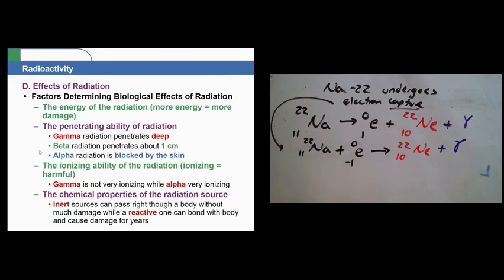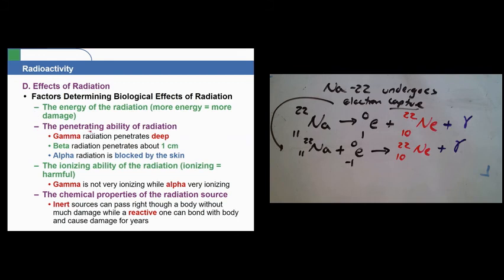And there are certain factors that determine the biological effects of radiation. First is the amount of energy of the radiation. More energy means more damage. So some types of radiation, such as gamma rays, have a lot of energy. Therefore, they can do the most amount of damage. Alpha particles also, primarily gamma rays have the most amount of energy.